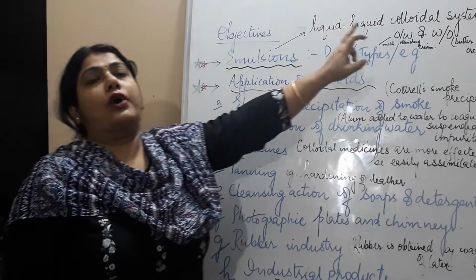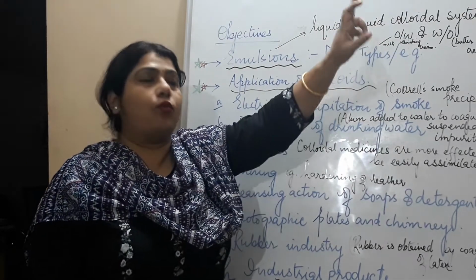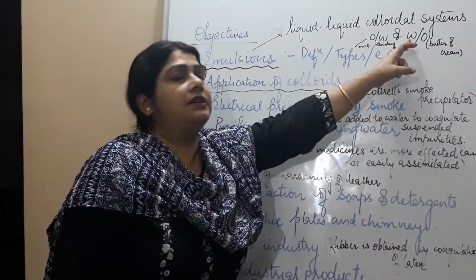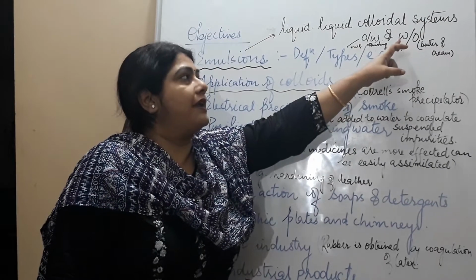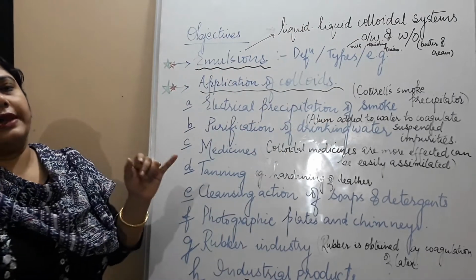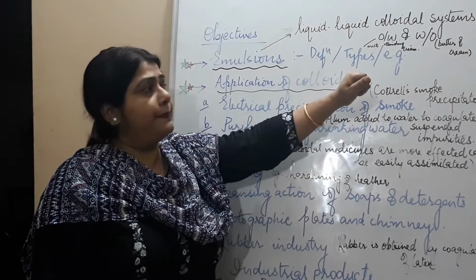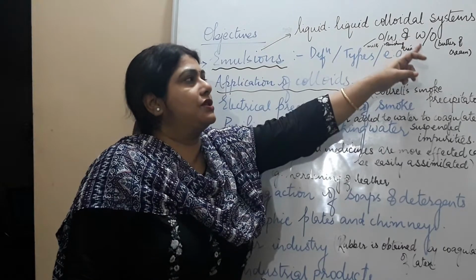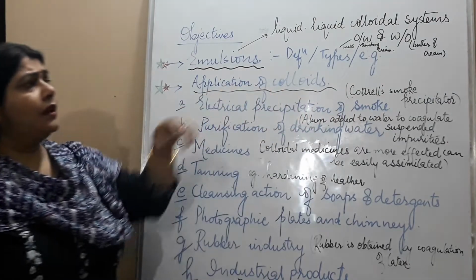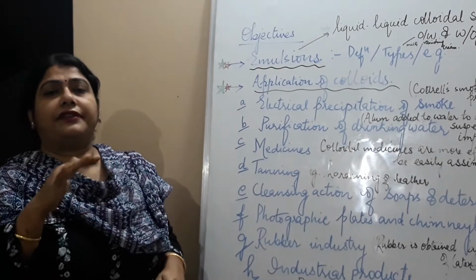One is oil in water. We write it as O/W, that means oil is dispersed in water. And the other type is water dispersed in oil, which we write as W/O. Examples of oil dispersed in water are milk and vanishing cream. In case of water dispersed in oil, two examples are butter and cream. Generally, oil dispersed in water emulsions are very unstable.